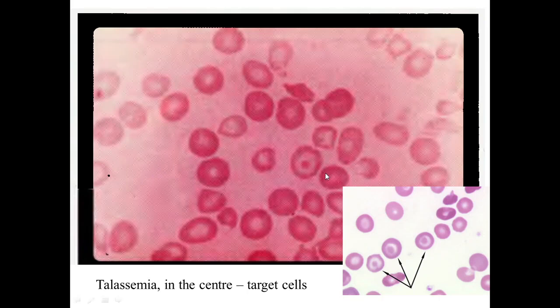In thalassemia, we can also find some special erythrocytes. They are called target cells. And here are the target cells in the blood smear.